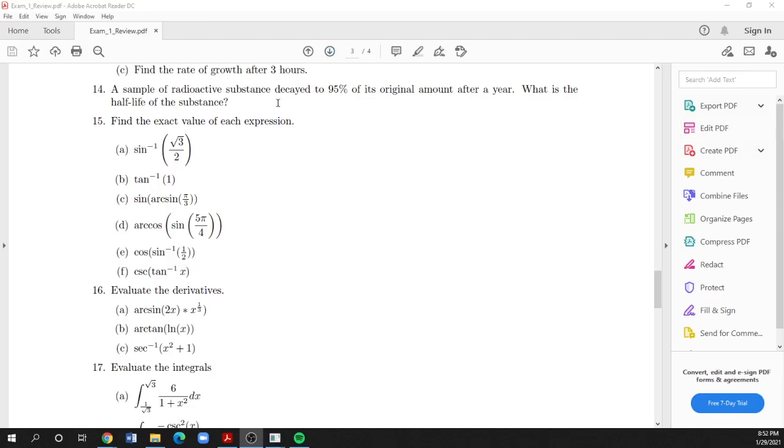Number 15. So now we are looking for exact values of some trig functions. So let's try A. Sine inverse of root 3 over 2. This is equal to theta if and only if root 3 over 2 is equal to sine theta.